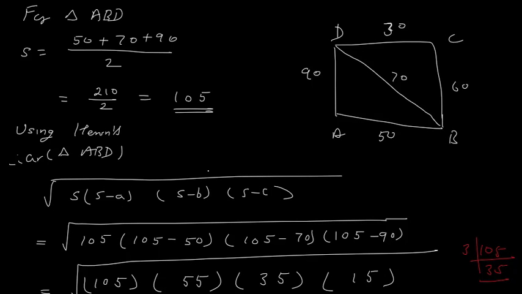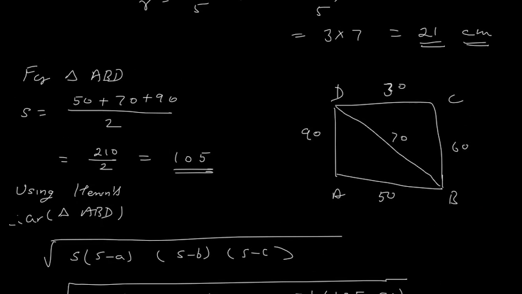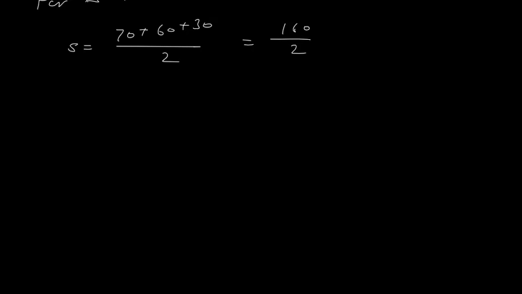Now for triangle BCD, we will calculate the value of S, that is 70, 60 and 30. S is 70 plus 60 plus 30 whole divided by 2, which is 6 plus 3, 9, 90, 90 plus 70, 160, divided by 2 is 80.